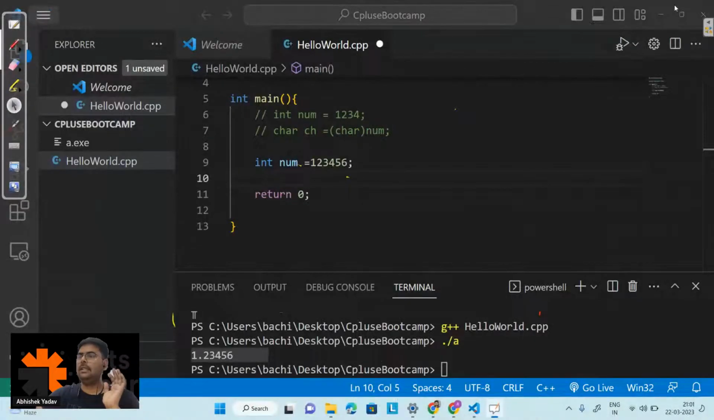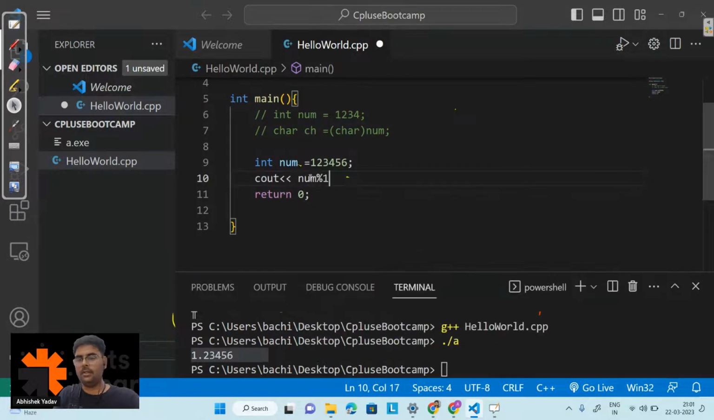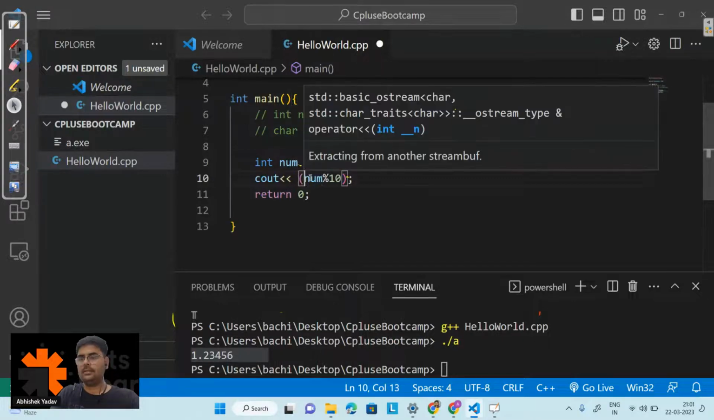So here let's try to implement that part, that is int num and cout num modulo 10. Okay, let's see.